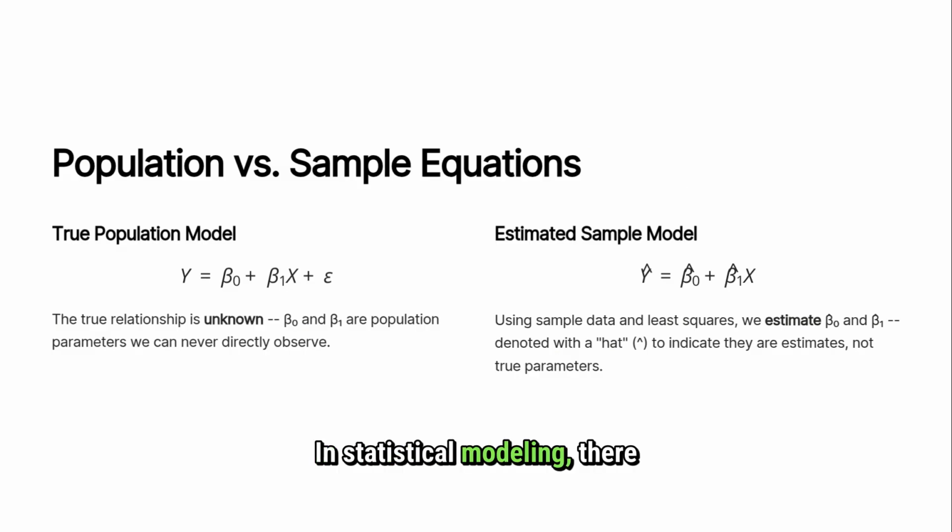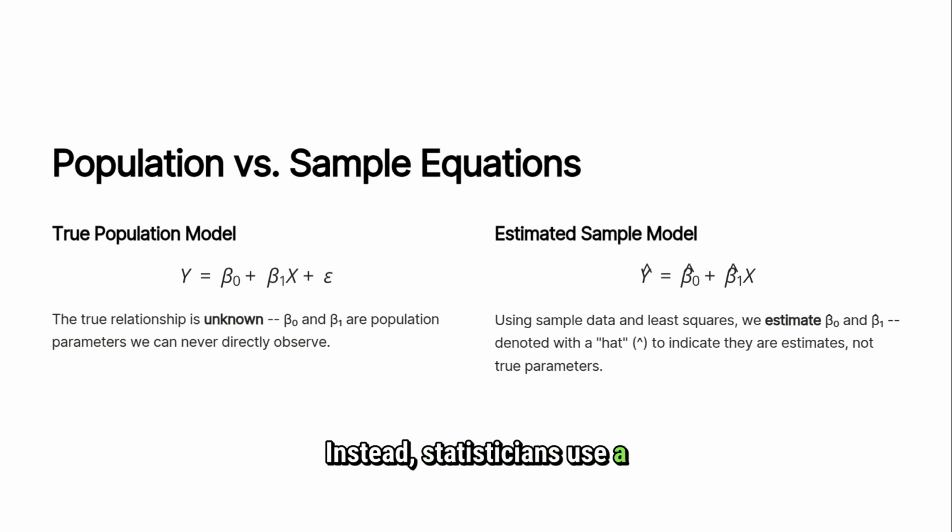In statistical modeling, there is an important difference between the true population model and the estimated sample model. The true population model represents the actual relationship between the input variable x and the response variable y for the entire population. In this equation, beta 0 and beta 1 are the true population parameters, while epsilon represents the random error. However, because it is usually impractical to collect data from the entire population, the true values of beta 0 and beta 1 are unknown and cannot be observed directly.